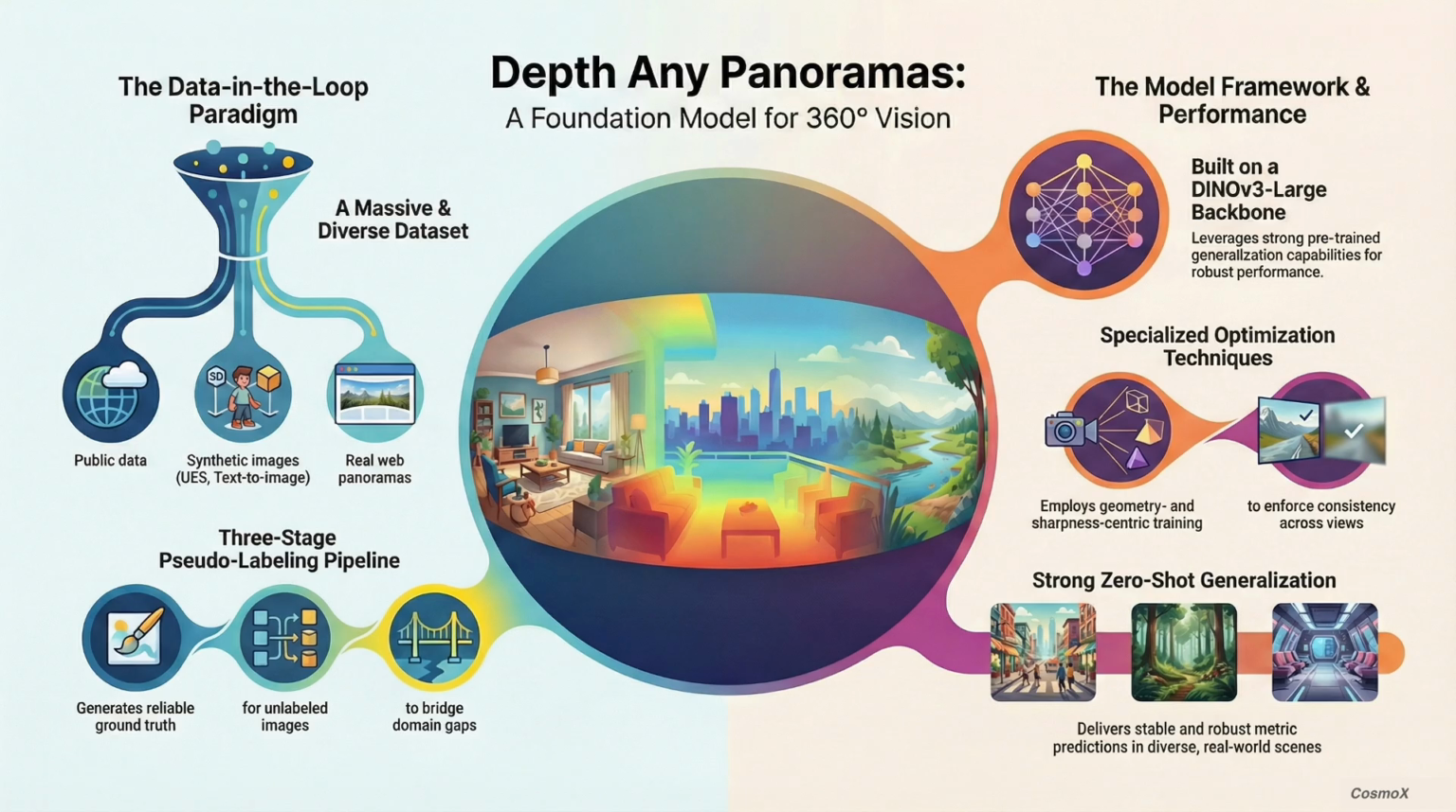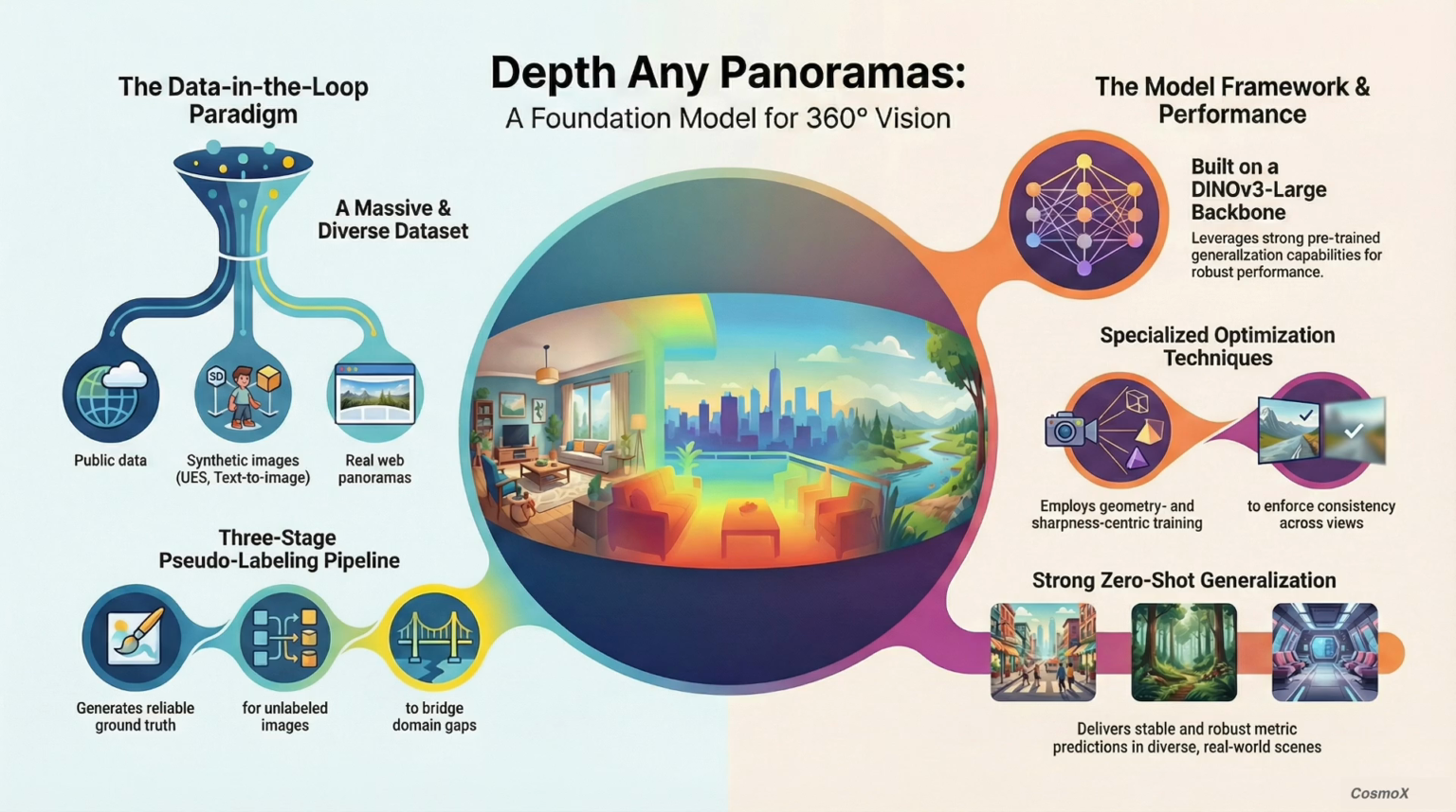And that's the word to focus on for you, the listener. Metric depth. We aren't just guessing if something is near or far. We're talking about calculating the actual distance in meters. So our mission today is to unpack how DAP manages to give these really dependable distance predictions that work across all kinds of different scenes, right? Indoor, outdoor, you name it. Exactly. That's the holy grail here, generalization.